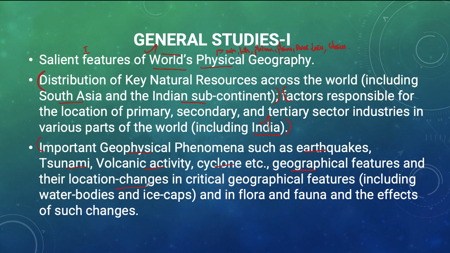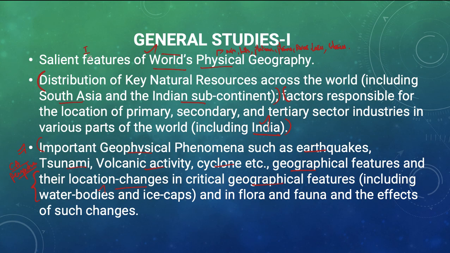Geographical features and their location changes in critical geographical features: here especially the melting of glaciers, and the increasing effect of global warming on the Arctic and Antarctic, especially the ecosystem. Questions regarding that are frequently asked by UPSC. So we need to study this segment of the syllabus from a current affairs perspective. Merely reading the UPSC syllabus alone will not help us. We need to update ourselves with current affairs whenever we are reading the newspaper.